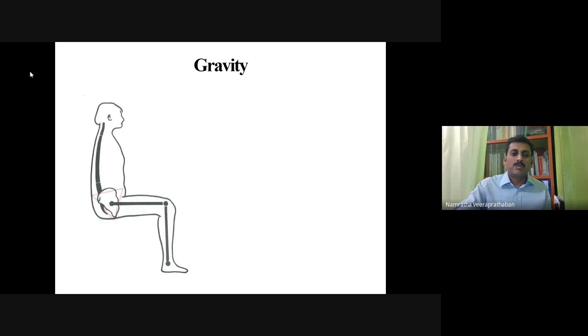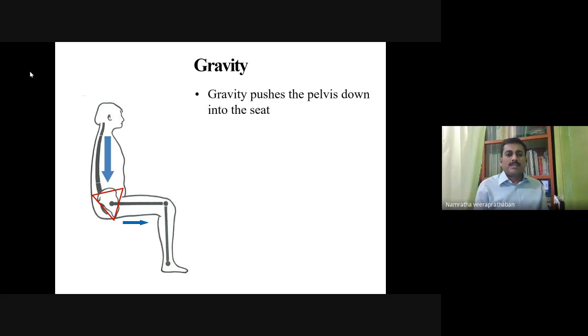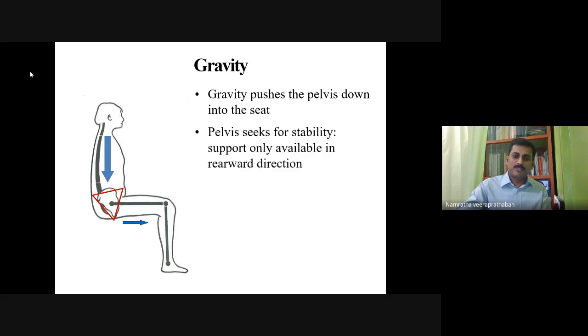What happens when gravity acts on us, especially on the pelvis? Gravity pushes the pelvis down into the seat. Once gravity pushes the pelvis down, the pelvis seeks a support. The only support available for the pelvis is backward, in the back of the chair. So the pelvis rotates backward, and it takes rest over there.